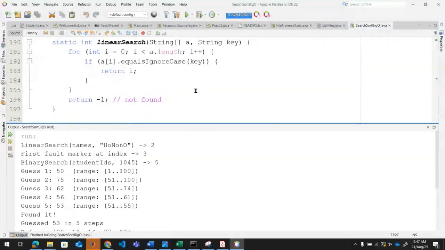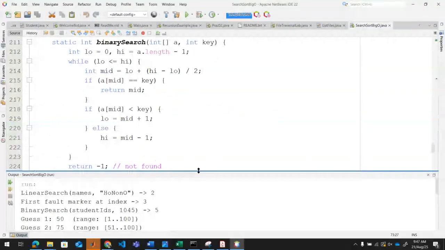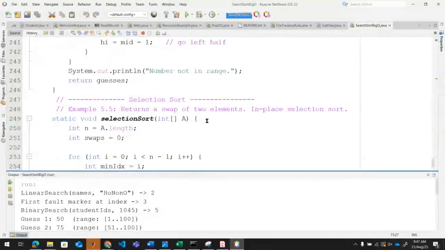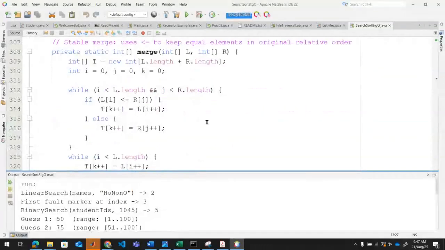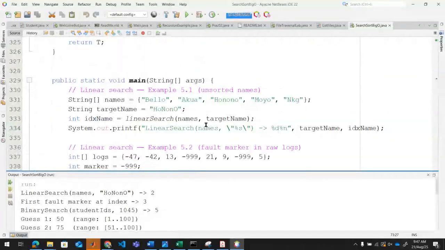shown here. And before I start showing the output, let me quickly show you what the main method is saying. So in the main method here, for example 1.5, we have an unsorted name array. So we fill it there with some names. String names will contain Bello, Ako, and the rest of them. We have string targetName. We've chosen it. Notice that I intentionally capitalized some letters within there. All right, so like you see, equalsIgnoreCase works.